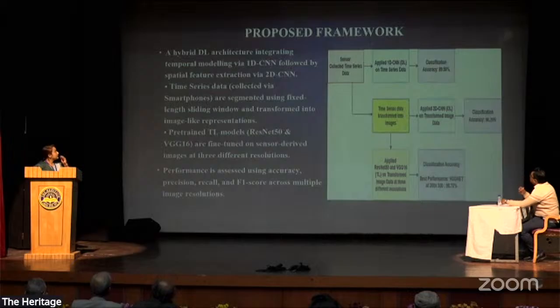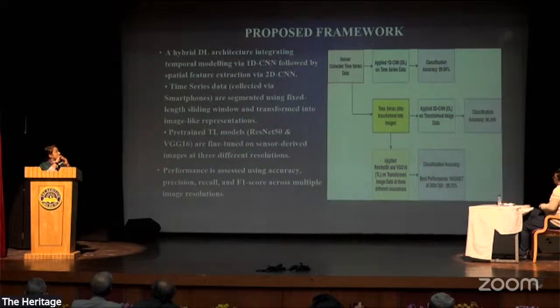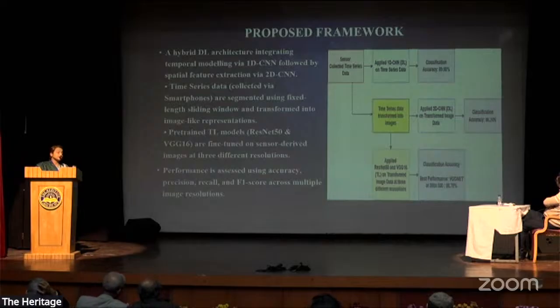So this is a little framework. What we have done, as I said, again in brief, we have collected the time series data from smartphones through that G Sensor Logger. And we have applied a 1D CNN, which is plain deep learning, on the time series data. And then we have seen that the accuracy given to us is 89.00.